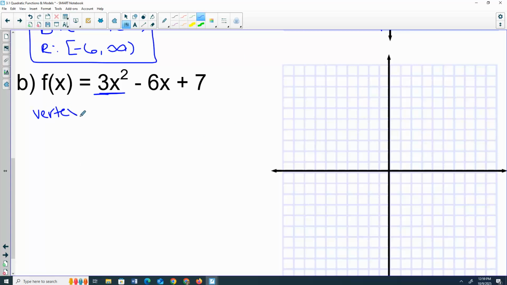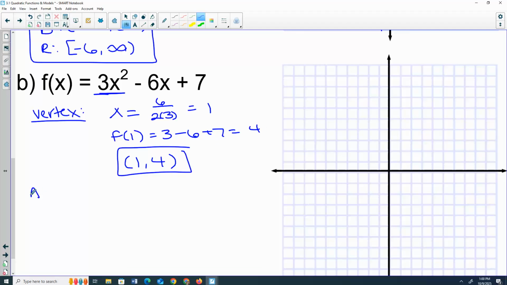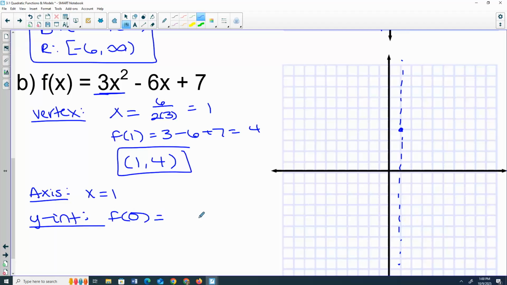So to get my vertex, the opposite of b would be 6 over 2 times a. We get 1. Plug in 1. We get 4. So my vertex is the point 1, 4. Axis of symmetry. It is a line, so you have to give me the full equation, the x value of the vertex. We just usually mark that as a dashed line to show us that line of symmetry. For the y-intercept, put in 0 for x, and you get 7. So you can tell me 7, or as an ordered pair, 0, 7. That's 1 away, so if it goes 1 the other direction, I'm getting a pretty skinny parabola here because the 3 is stretching it.